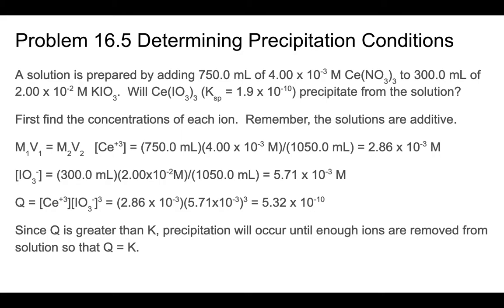Now notice, precipitation occurs, but not all of the cerium and iodate will precipitate. Some will stay in solution, exactly enough that the cerium times the iodate cubed equals 1.9 times 10 minus 10. In other words, it shifts to the left, but only as far as it takes to get back to equilibrium.